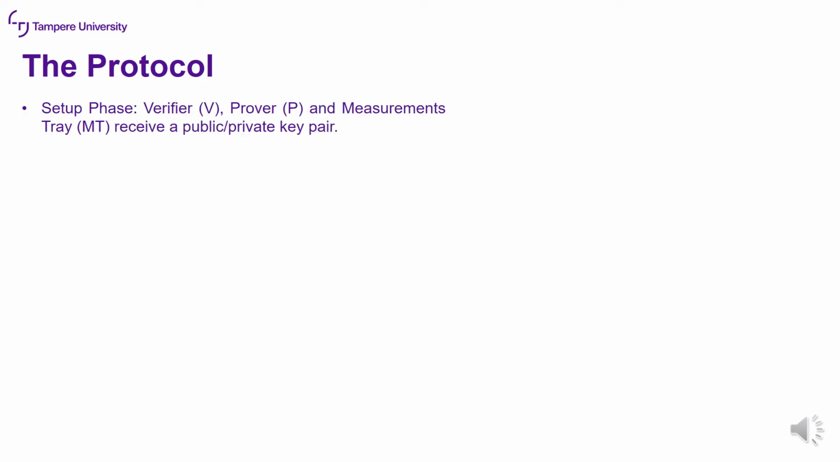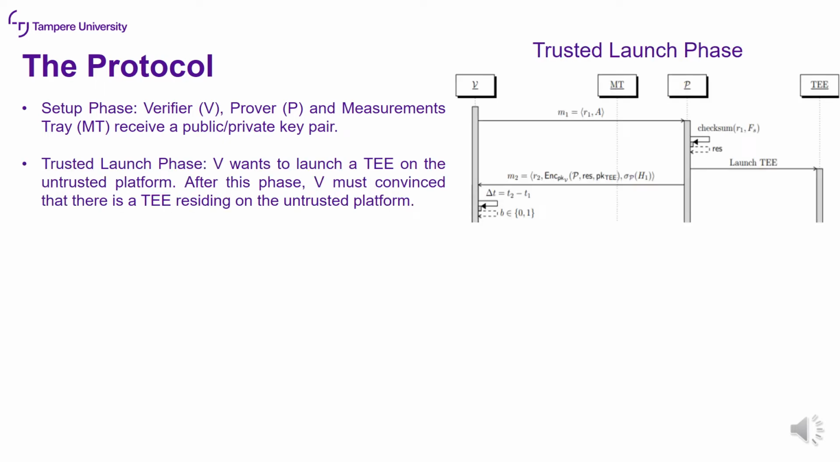This protocol consists of a setup phase where the verifier, the prover, and the measurement tray receive a public-private key pair. Also, it has a trusted launch phase in which the verifier wants to launch a TE on the untrusted platform. For this, the verifier generates a random number together with an identificator A of the program that the TE must execute on the prover. The verifier captures time T1 and the prover calculates a checksum and sends back the result to the verifier. At this moment, the TE is launched and receives a public-private key pair. Then, the verifier captures time T2 from the checksum result, and if the difference between both times is as expected, the verifier is now convinced that there is a TE residing on the untrusted platform.